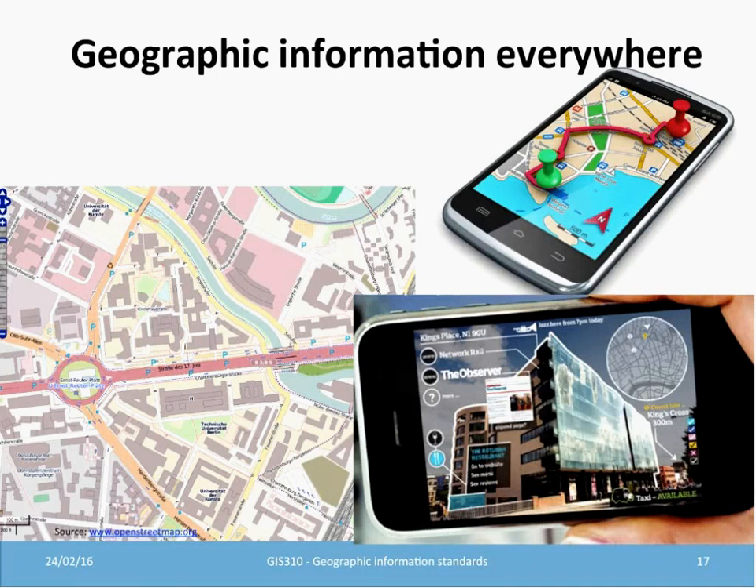Okay, so geographic information is everywhere. I'm sure you've all seen it. You have your OpenStreetMap, your Google Maps, etc. There are so many examples. We have our navigation systems that are now even on our phones. Your augmented reality is becoming a lot more common.